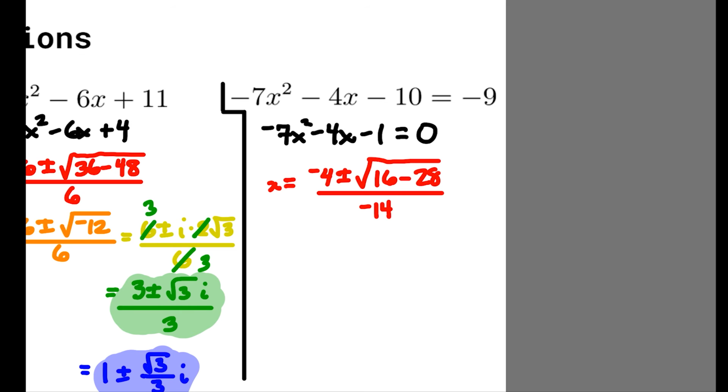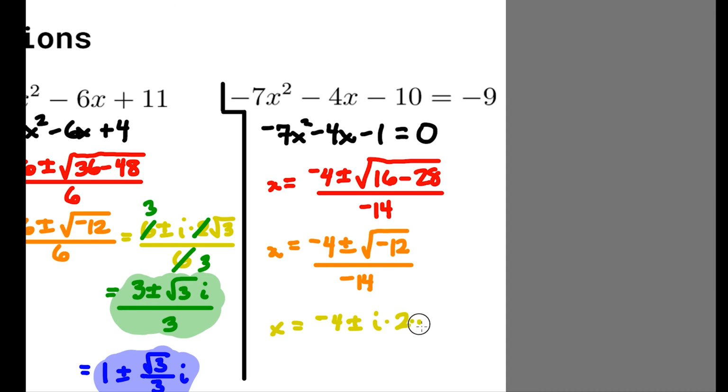All right, from here, we can simplify the radical. So it's going to be negative 4 plus or minus the square root of negative 12. So we get another negative 12 here. And then we're dividing this by negative 14. Now, the square root of negative 12 will simplify to, we can pull the i out, times 2 times root 3. And then we're going to divide all of that by negative 14.